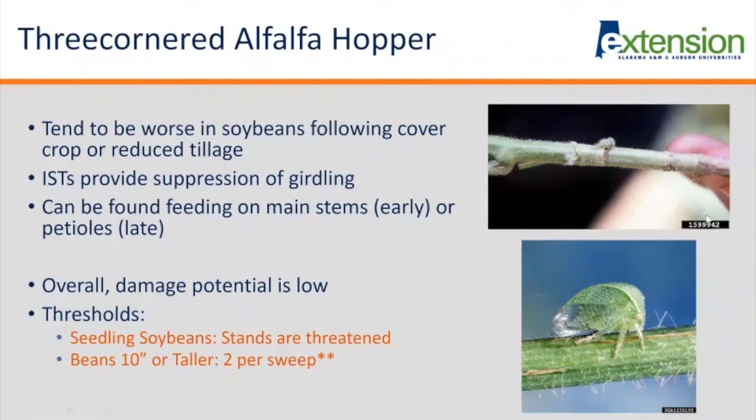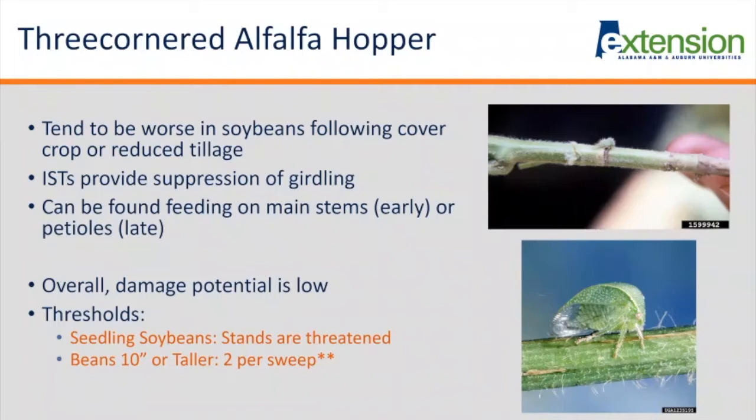So the last slide we've got on three-corners here: they tend to be worse when beans are following a cover crop or reduced tillage. It's a good situation for the three-corners to really develop and already be in the field, and then you plant into it, and there they are. Our insecticide seed treatments can provide some suppression of the girdling.